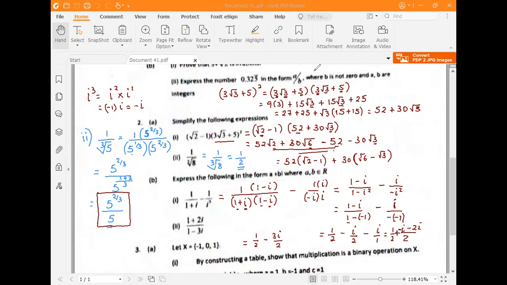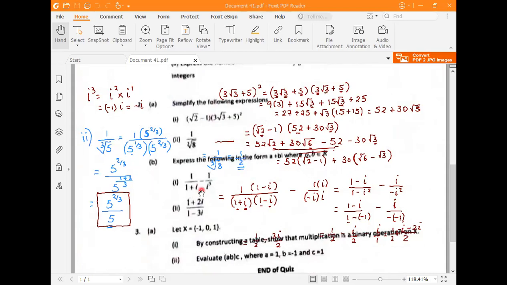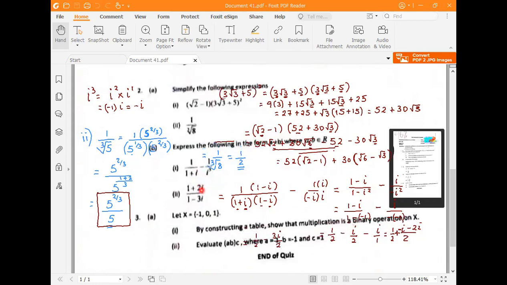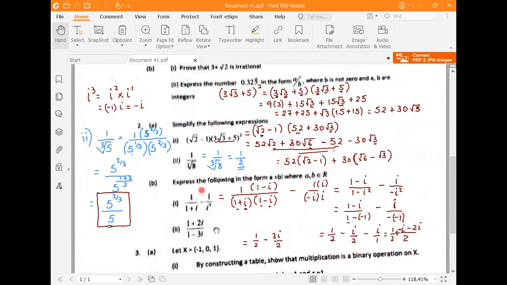Okay, we'll go through it again. The question says, simplify this, expressed in the form a plus bi. So we have 1 over 1 plus I. So we need to conjugate this part. How do you conjugate? We multiply by 1 minus I over 1 minus I.